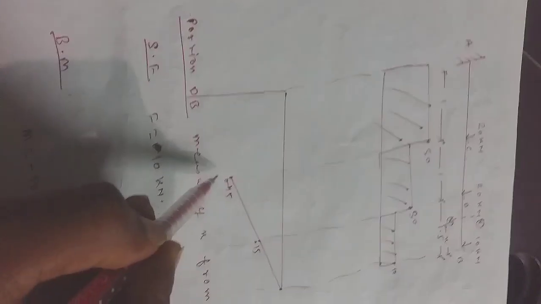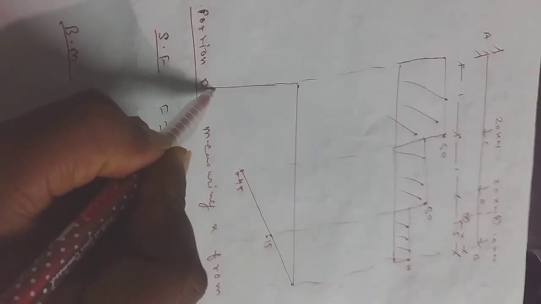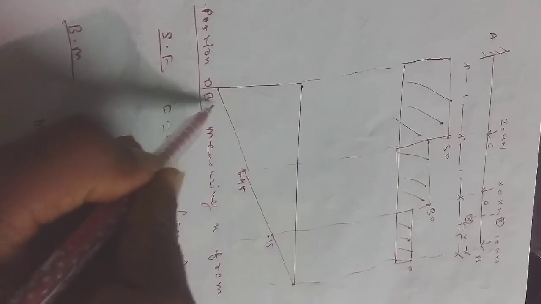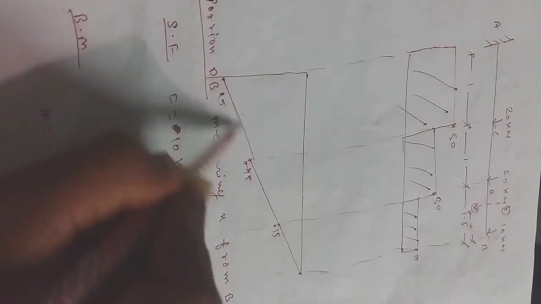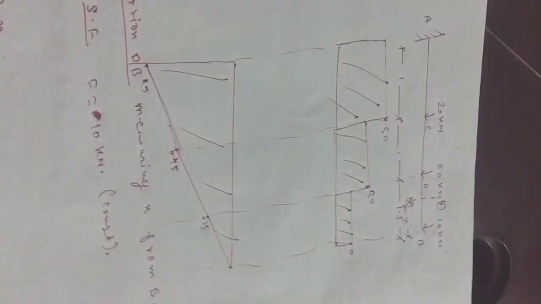So 95 it will go little more downward. I cannot go little more downward, so consider 95 value will be up to that much. Again I will be joining this with a straight line because it is a linear variation. It is also linear variation. This is constant. So this is the bending moment diagram, and this is the shear force diagram for the beam which I have selected.